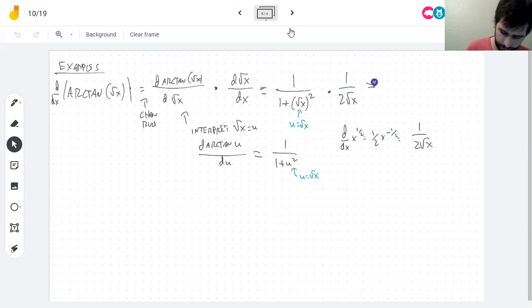Simplifying a bit just because I feel like it, not because I have to, this is 1 over 2 root x times (1 plus x).